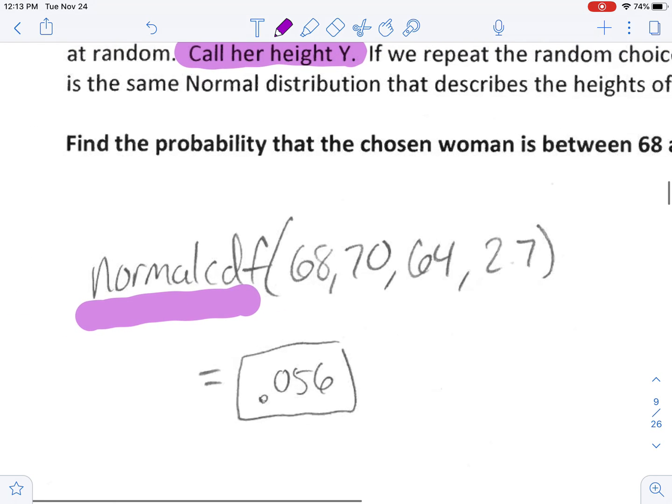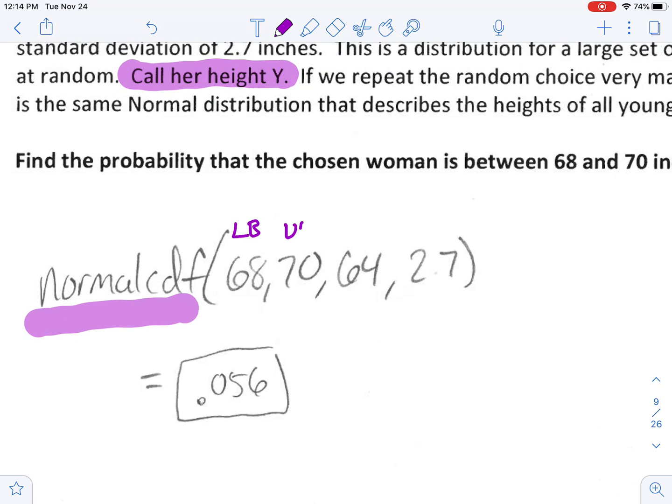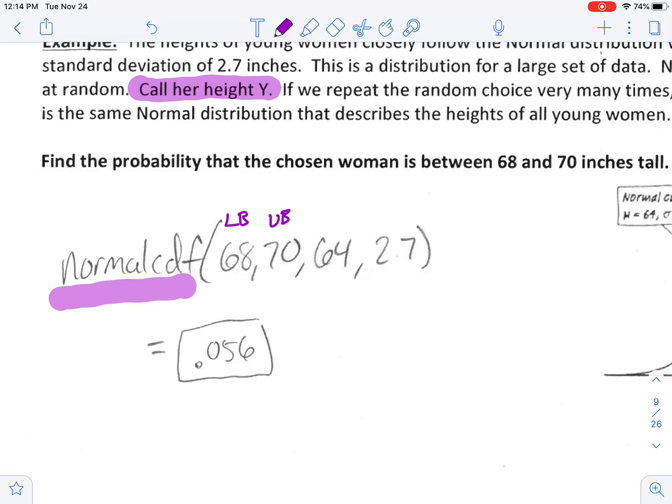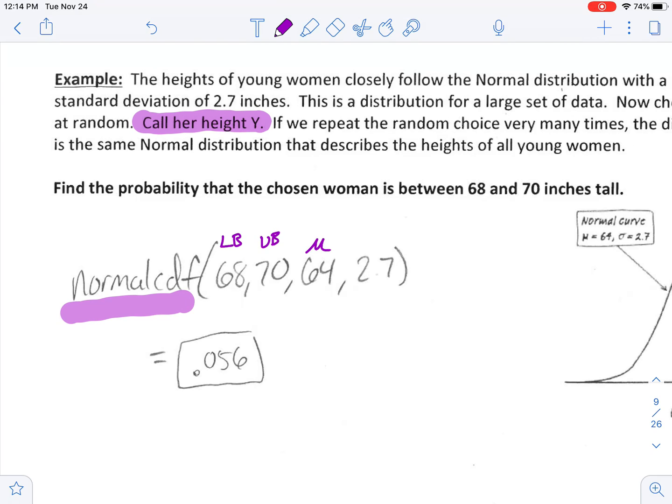I got a label. So I made this answer key back in the day when I wasn't quite sure that you need to label. Now I know, you need a label. So what is 68? 68 is the lower bound of where you're allowed to look. 70 is the upper bound of where you're allowed to look. When you're doing this on an AP test, if you don't label these clearly, you are going to get points taken off. And then the mean and the standard deviation, okay?